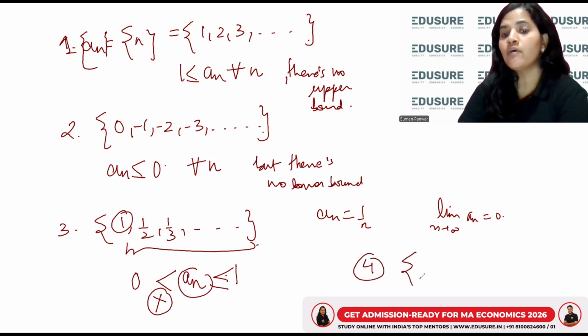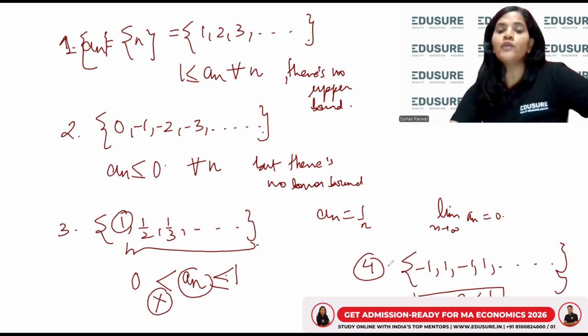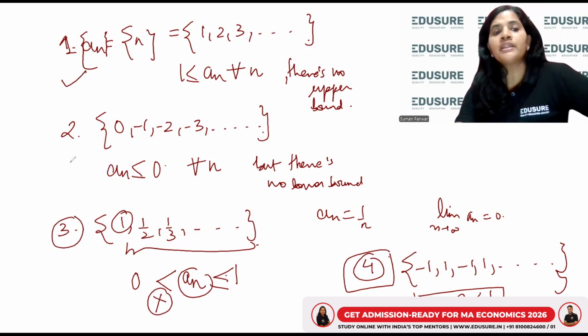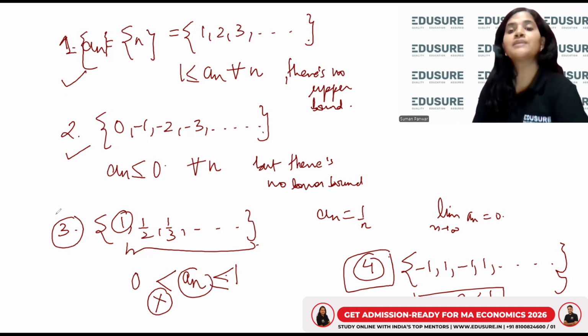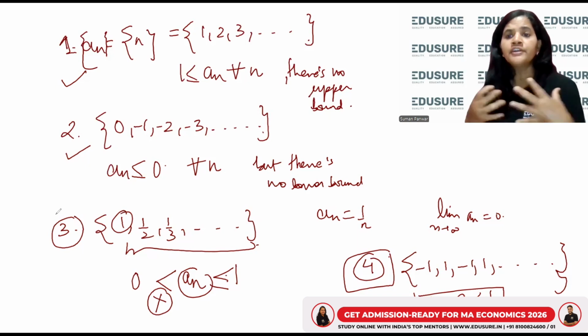Let us look at example 4: minus 1, 1, minus 1, 1. Here both the bounds are attained, so an lies between 1 and minus 1. Example number 4 is a sequence which is bounded but not convergent. Example number 3 is a sequence which is bounded as well as convergent. In examples number 1 and 2, sequence number 1 is diverging towards plus infinity, and sequence number 2 is diverging towards minus infinity. So we have different cases.